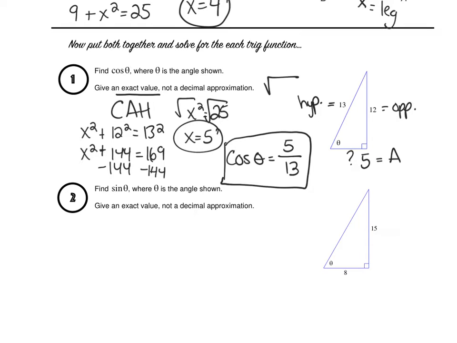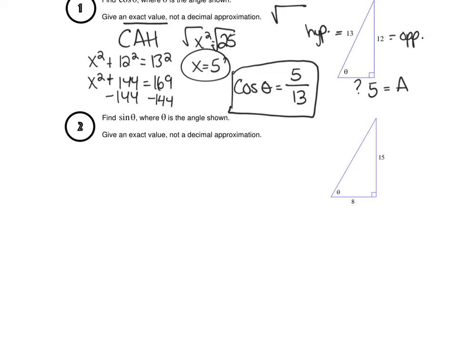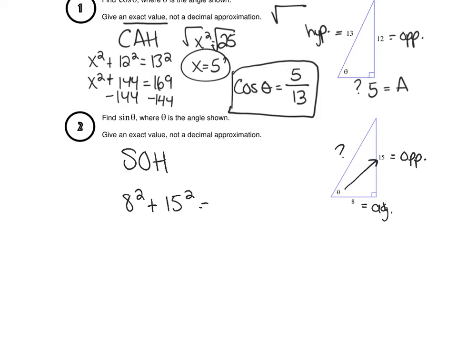In the next example, they ask us to find sine of theta. Okay, so remember, sine of theta is SO, which is opposite over hypotenuse. So let's look at what we've got. 15 is the opposite of that theta because it's across from it. And 8 is next to that theta, so that's adjacent. So we need to find what the hypotenuse is. So Pythagorean, we've got a leg is 8 squared plus another leg is 15 squared. And that's equal to x squared because we have to find the hypotenuse.